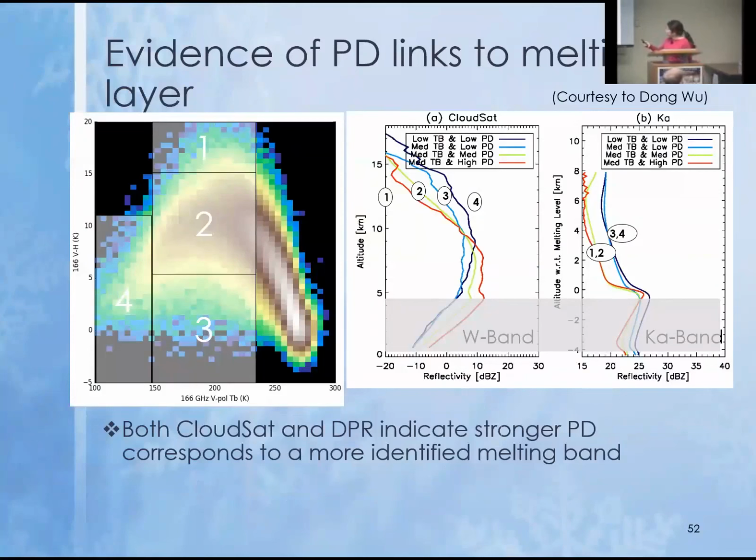But this is a very preliminary study. So we're arguing that it corresponds to the precipitation process afterwards, because you can see the melting band is different for different cloud regimes here. So I want to end here and take any questions.